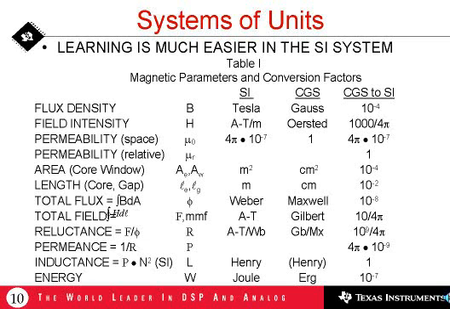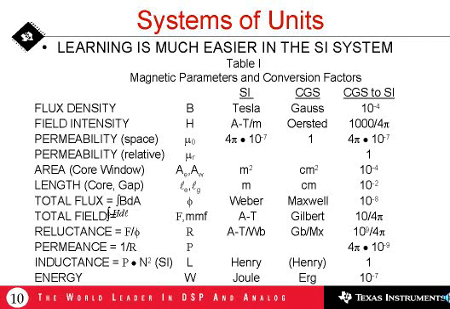This table shows the important magnetic parameters expressed in the SI system of units and in the CGS system, and the conversion factors from CGS to SI. Notice that the important difference between these two systems is that in the CGS system, the absolute permeability of free space or any non-magnetic material is taken to be 1. Whereas in the SI system, the absolute permeability of free space is 4 pi times 10 to the minus 7.